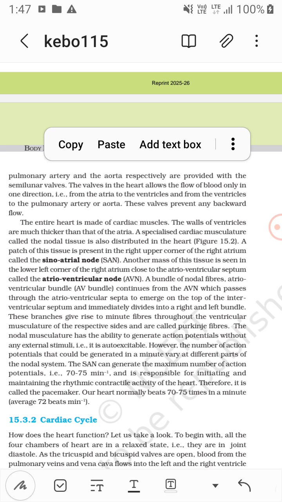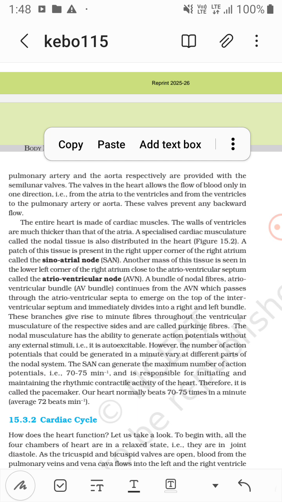A patch of this tissue is present in the right upper corner of the right atrium, that is the sinoatrial node. A mass of the tissue is seen in the lower left corner of the right atrium, close to the atrioventricular septum, called the atrioventricular node, that is AV node.